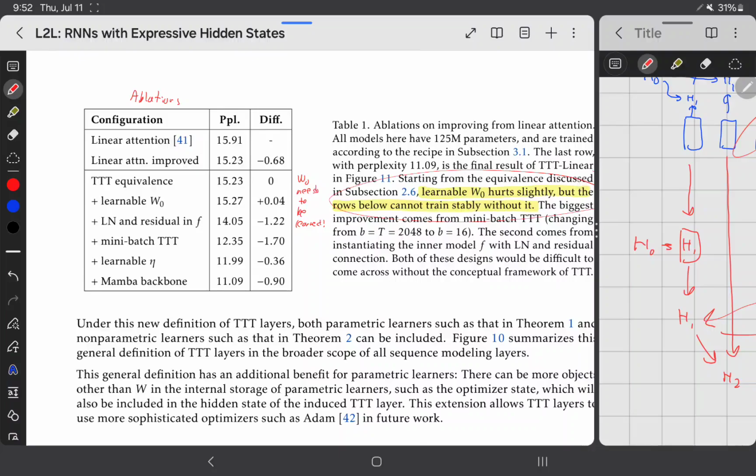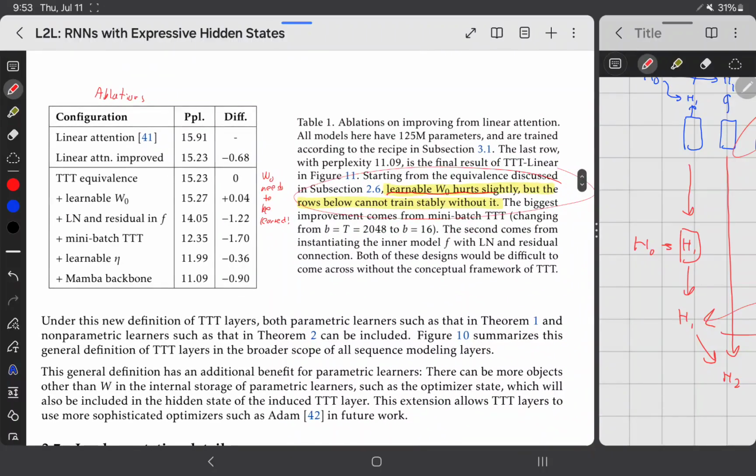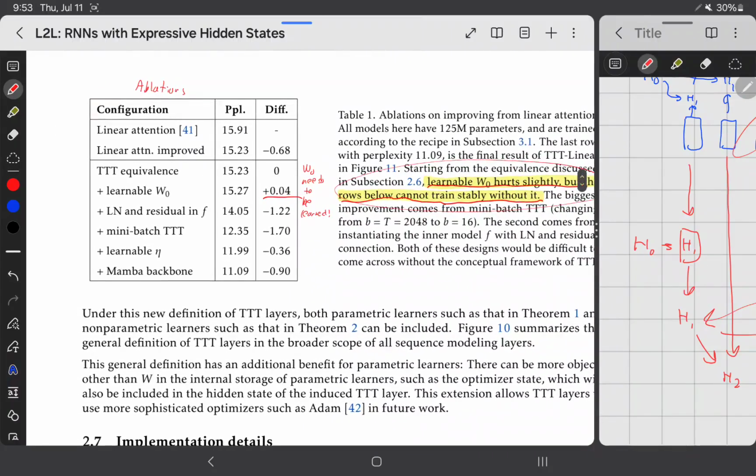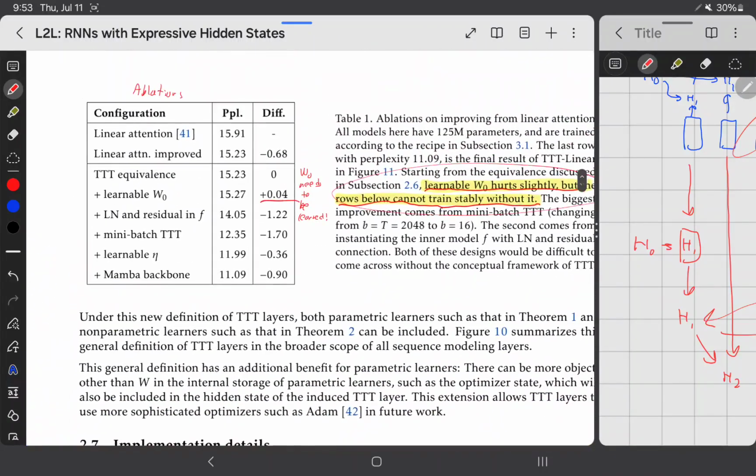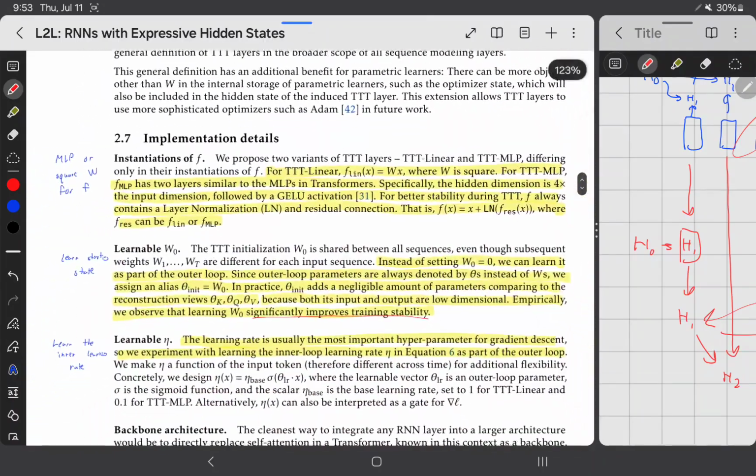And that's going to be learned using the outer model instead of the inner model. So learnable W0. Now, they mention here that learnable W0 hurts the performance slightly, so plus 0.04 ppl, but the rows below cannot train stably without it. So interestingly, you basically need a learnable W0 to make this thing effective instead of initializing with zeros. And the other things reduce it slightly, so we'll just go through them over here.